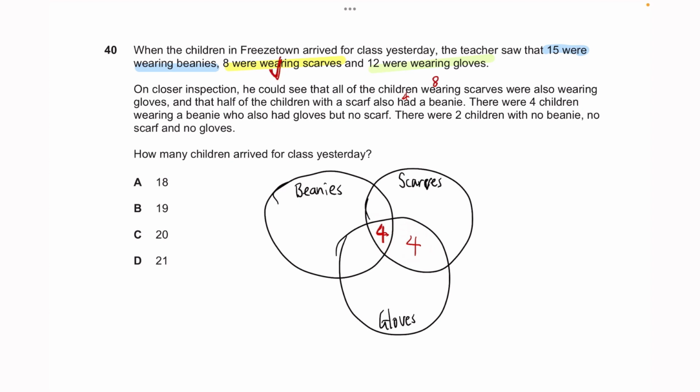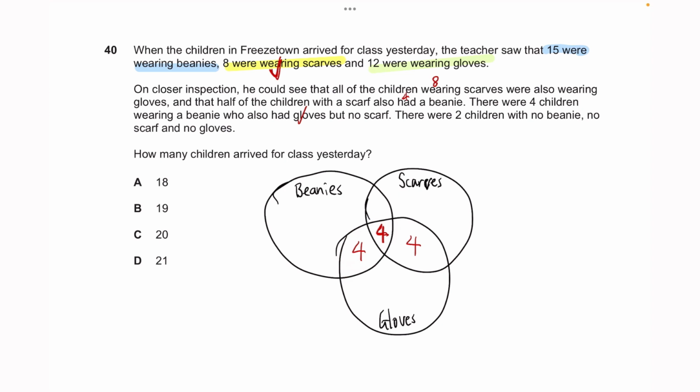Now, we know that there were 4 children wearing a beanie who also had gloves but no scarves. So wearing a beanie and gloves, this is this section here. So that's 4 children within here. And that's completed, and that was no scarf, so we're not going to fill out this section here. It's only this section. And then there were 2 children with no beanie, no scarves, and no gloves.